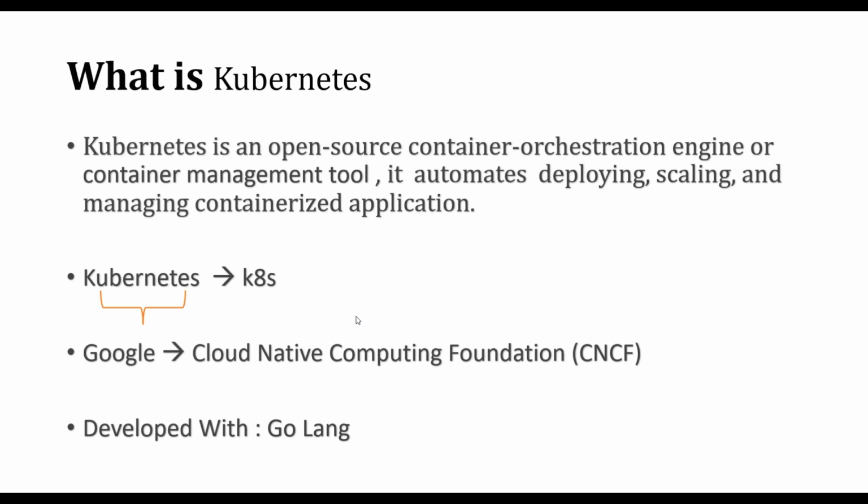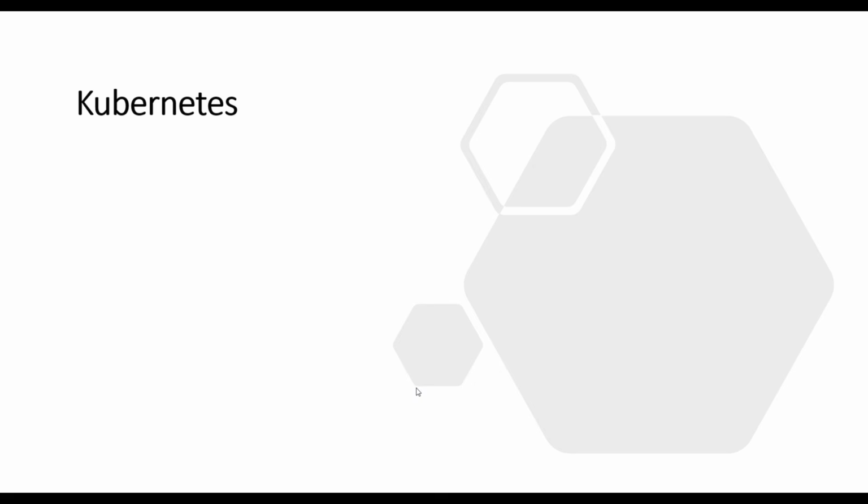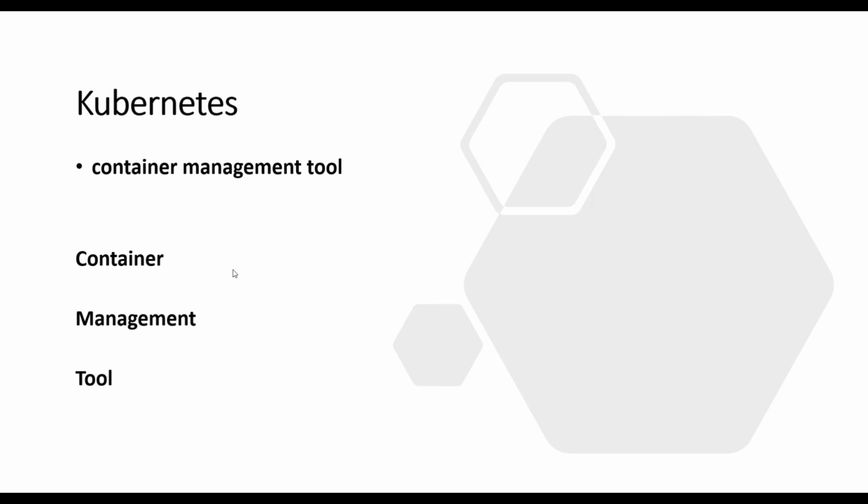So far we understand the basic history of Kubernetes, and that Kubernetes is also called a container management tool. Let me split this phrase to explain it better. As you know, Docker is a container where you can run any application like Java, Node.js or Angular. Kubernetes will manage those applications which are running on your Docker containers.